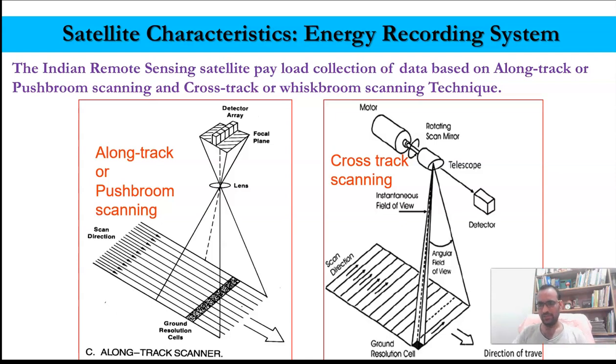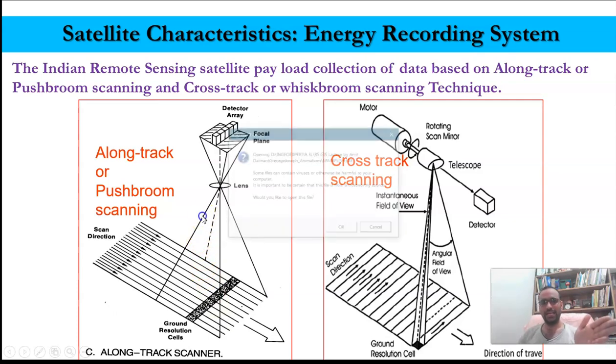But here the animation I use from Indian remote sensing satellites. So we have two types of recording system: along track, or you can call it push broom scanning, and cross track, like whisk broom scanning, like how you use a broom. So you can see the pictures here. I have the animation to show the along track or the push broom. You can see the diagram, the same track we are using for the scanning.